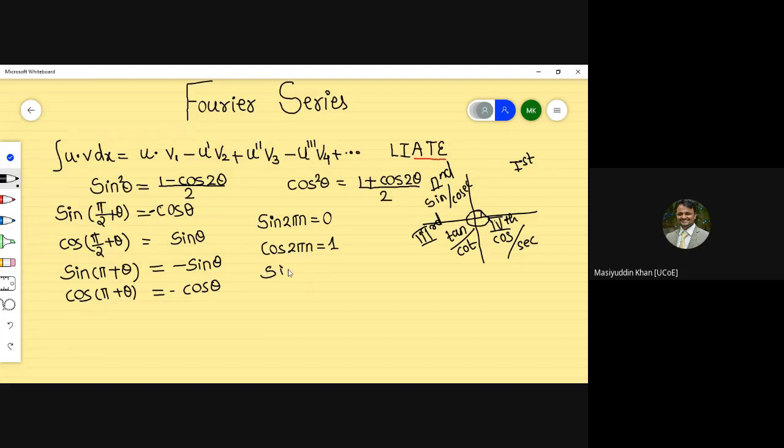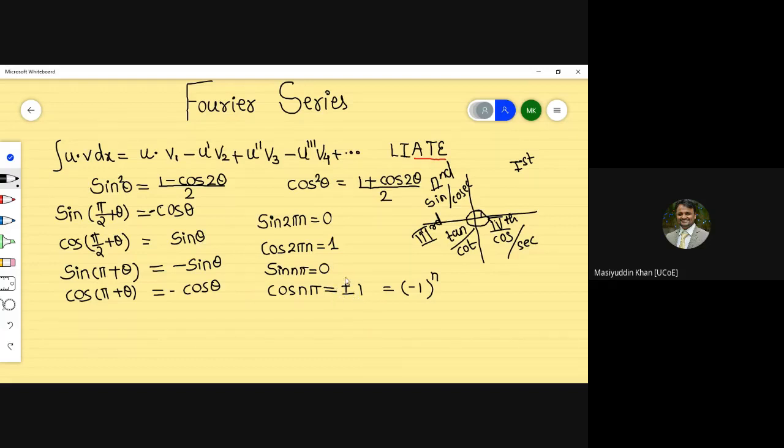Similarly, sine of n pi is equal to 0. Cos of n pi is equal to minus 1 raised to n, meaning it depends upon the value of n. If n is even, we will get a positive value, as I told, when an even multiple of pi in cos is always 1. When n is odd, we will get minus 1.